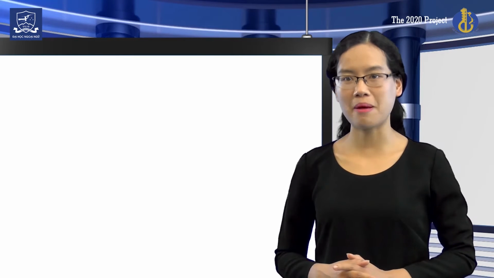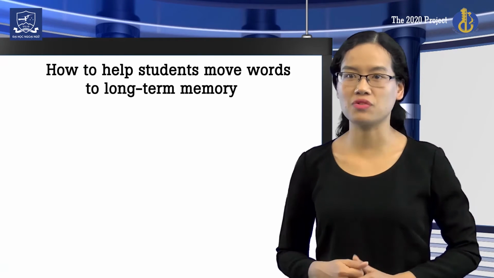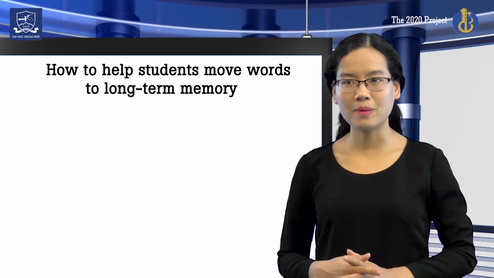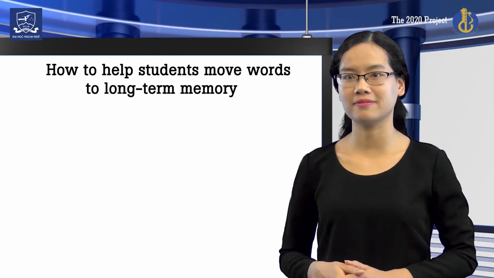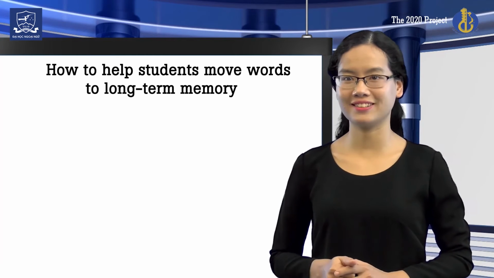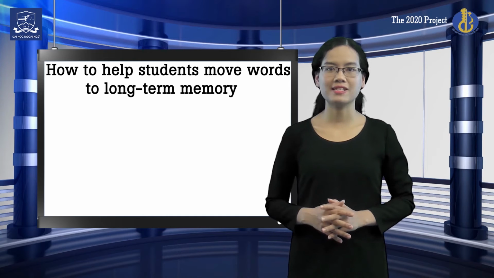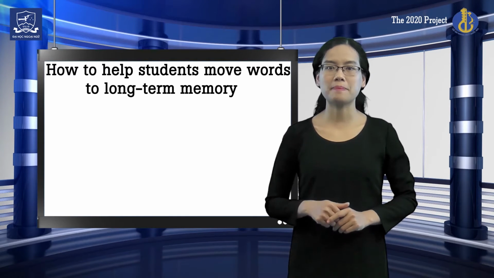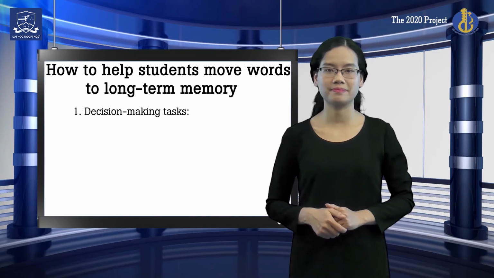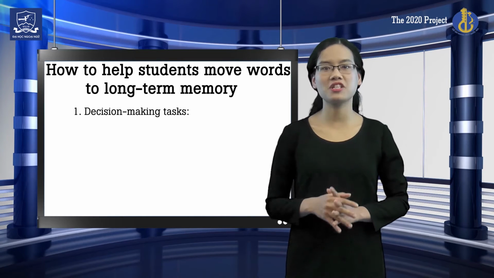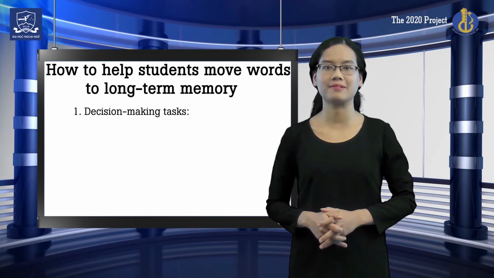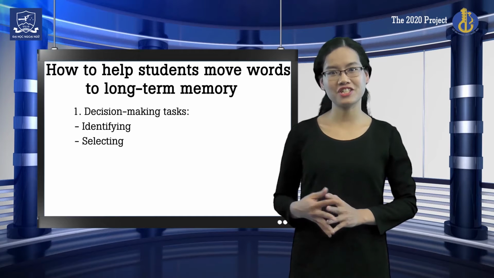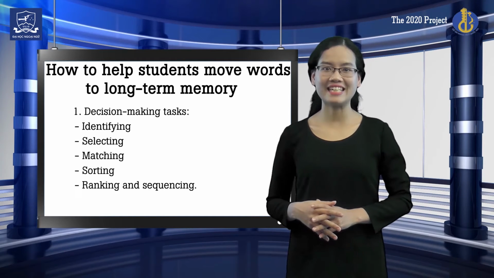After presenting new vocabulary items, it is essential that the teacher help students to memorize them, or in other words, help them to move words to long-term memory. But how can we do this? Thornberry suggested integration activities as follows. The first type is decision-making tasks. They are tasks in which learners make decisions about words. They are identifying, selecting, matching, sorting, ranking, and sequencing.